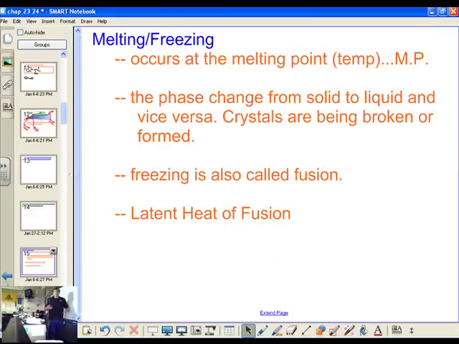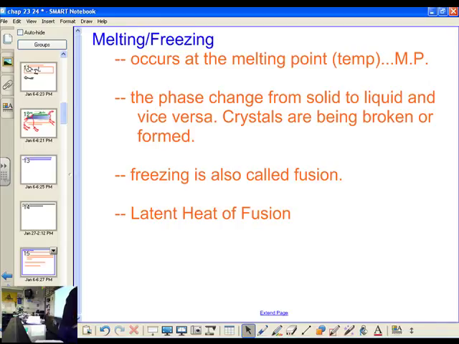So we're going to end our day. We're going to talk about the various processes. The lab we're going to do, we are actually going to be finding the latent heat of fusion of ice. That'll be the lab that we do. We'll do the burning of the Cheerios one later.